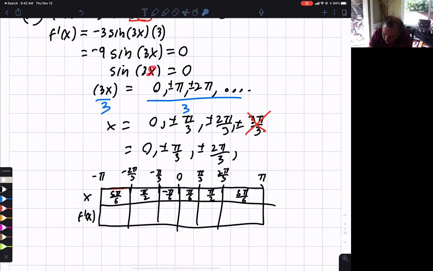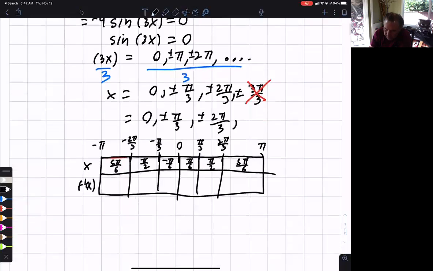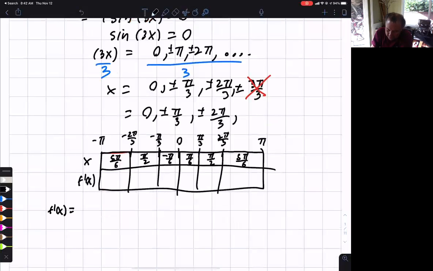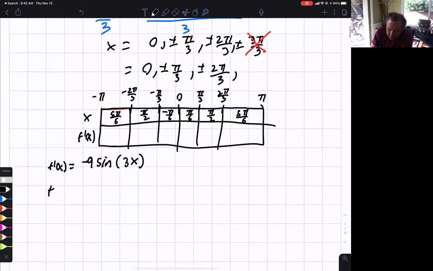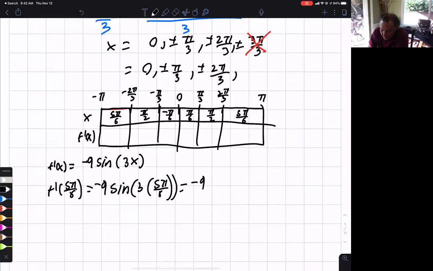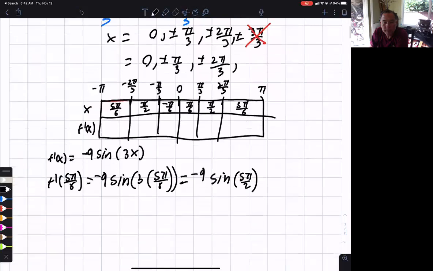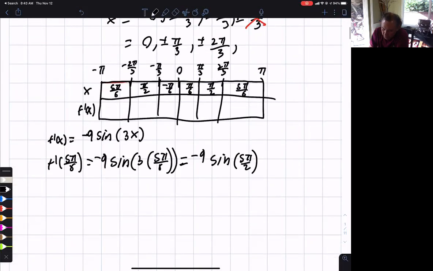If I put in 5 pi over 6, that's going to give me 10 pi. Is that right? Let me do this down here. So f prime of x is -9 sine. Oh, I forgot that negative. If I didn't have that, I would have been in trouble. So basically, you want f prime at 5 pi over 6: -9 sine of 3 times 5 pi over 6, which is -9 sine of 5 pi over 2. We cancel those. Okay, where is 5 pi over 2? Real quickly in our head.